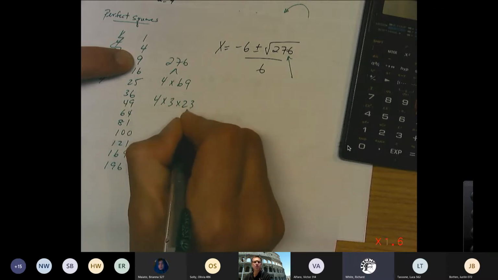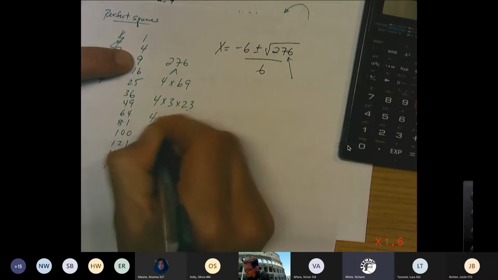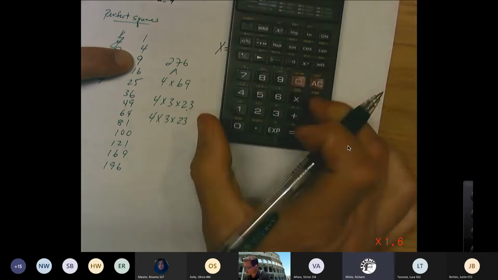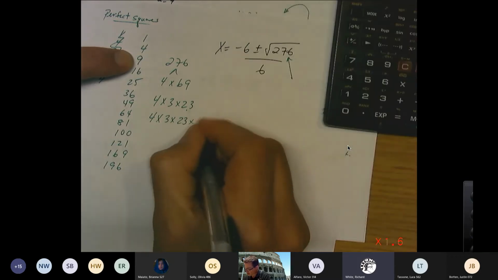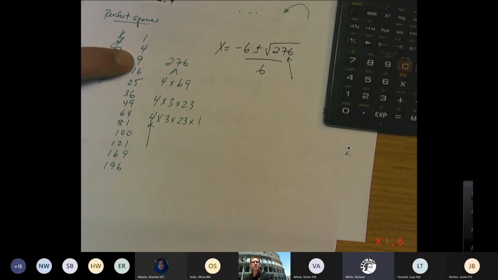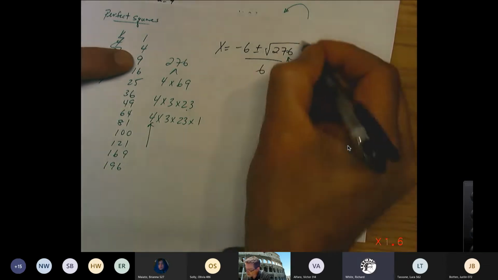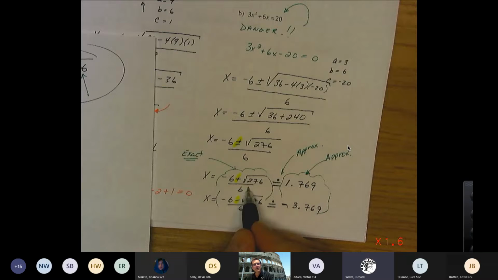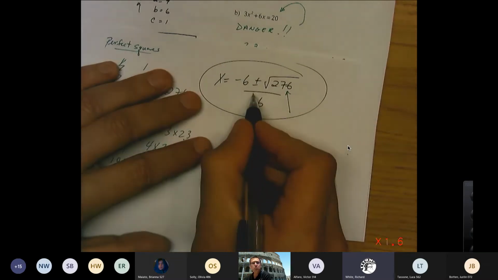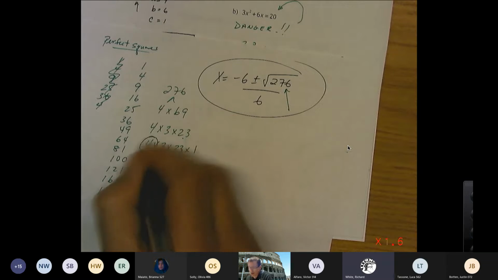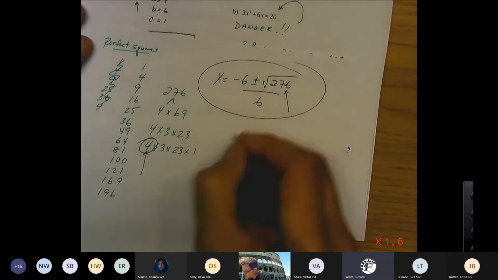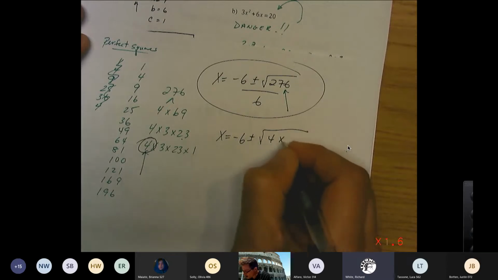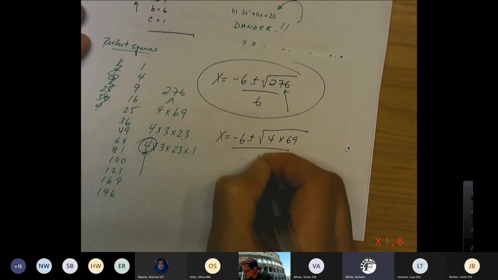Now, 23 is a prime number. So it's 4 times 3 times 23, and nothing else will go into 23. Yeah. So the only perfect square that can come out of here is 4. So that means that this answer really needs to be reduced. If I'm going to leave it as my final answer, it really should be reduced. I should take out that perfect square of 4. So this should become x equals -6 plus or minus the square root of 4 times 69 over 6.